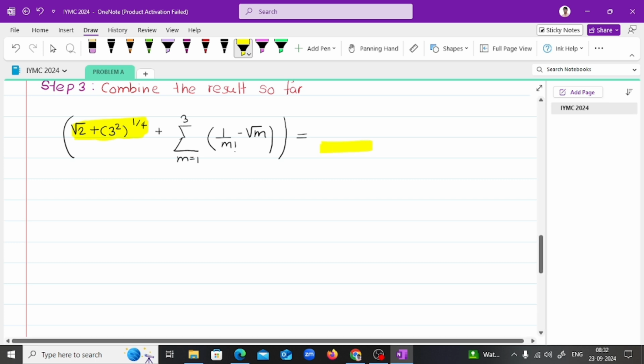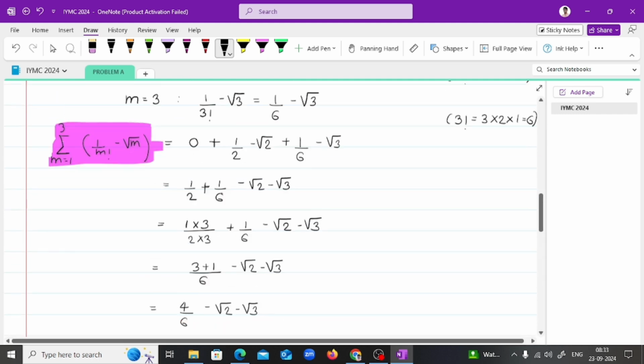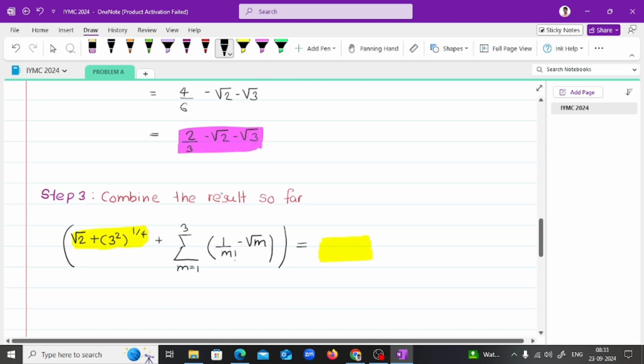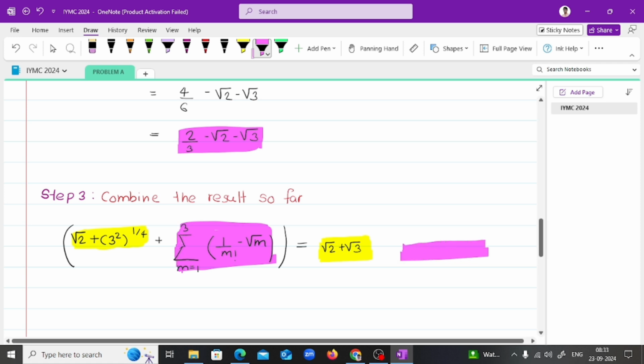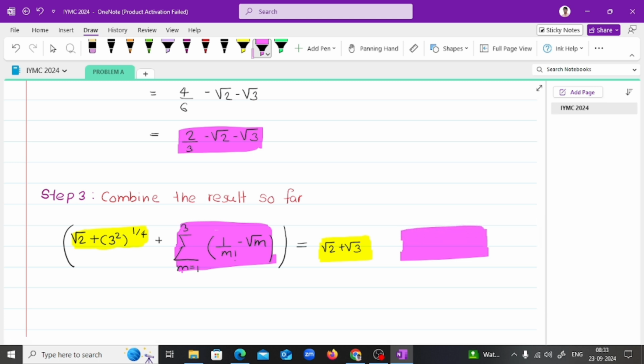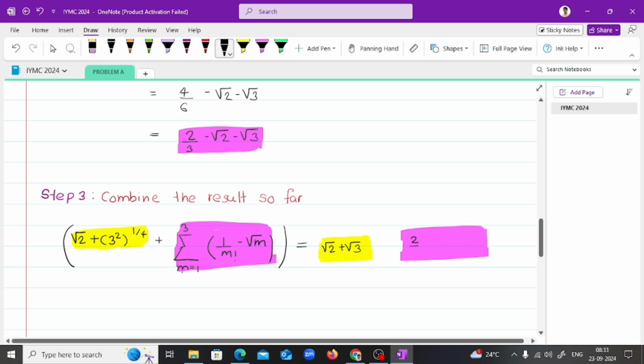So we will write down the value of the first two terms here. The simplified value of the first two terms is square root of 2 plus square root of 3, so that is root 2 plus root 3, and the value of this summation is 2 upon 3 minus square root of 2 minus square root of 3, and we have to add these two values.